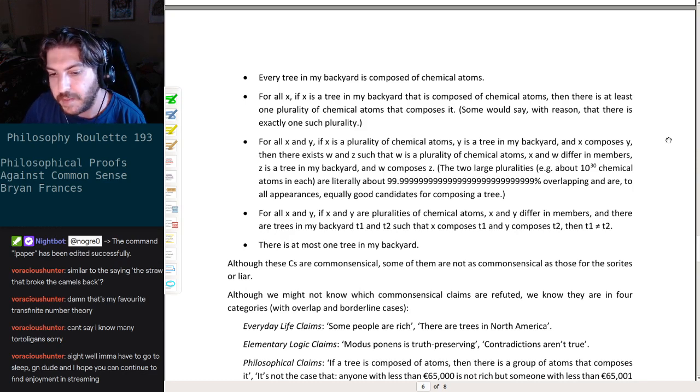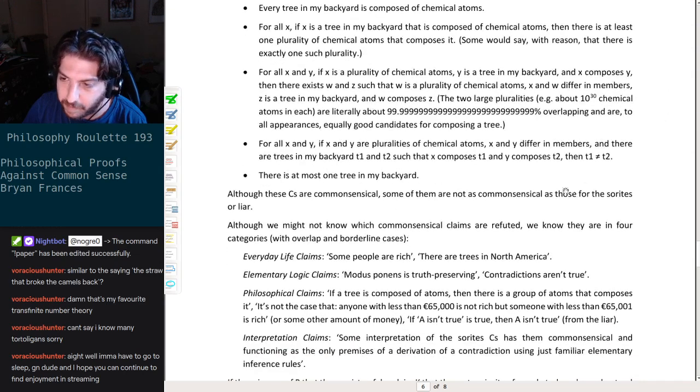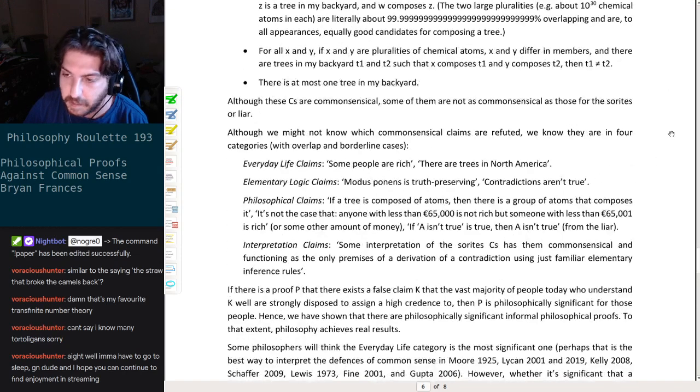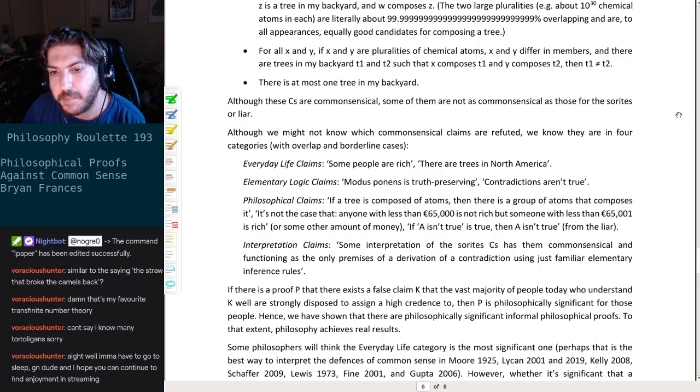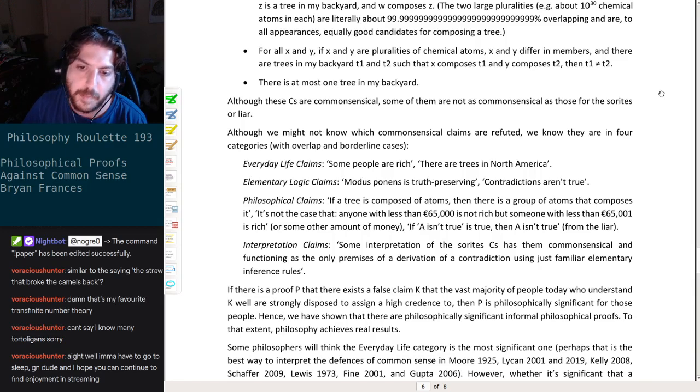For all x and y, if x and y are pluralities of chemical atoms and x and y differ in members, then there are trees in my backyard T1 and T2 such that x composes T1 and y composes T2. Then T1 is not equal to T2. There is at most one tree in my backyard, but you've got these things that aren't the same. Although these C's are commonsensical, some of them are not as commonsensical as those for the Sorites or liar. Although we might not know which commonsensical claims are refuted, we know that they are in 4 categories, with overlap in borderline cases.